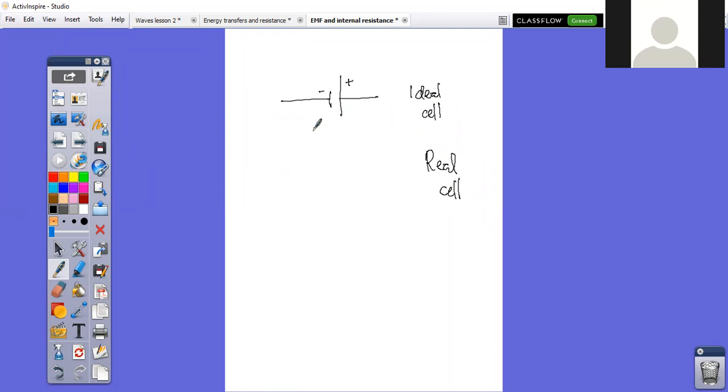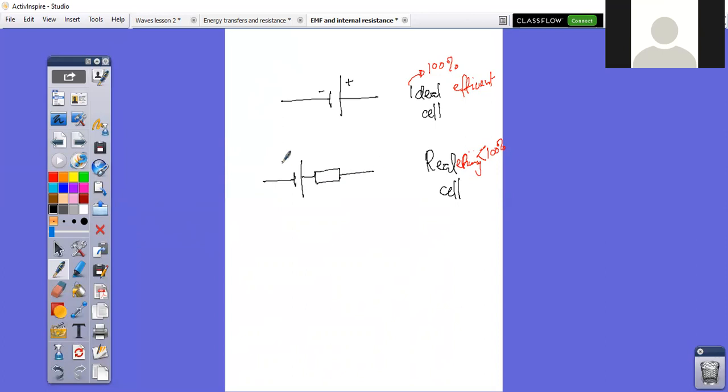But a real cell also has within it resistance. An ideal cell is 100% efficient. It transfers all its energy to the charge carriers that pass through it. But a real cell is less than 100% efficient. Efficiency is less than 100%. Why? Because some of the energy which it could have transferred to the charge carriers is lost to what we call an internal resistance.